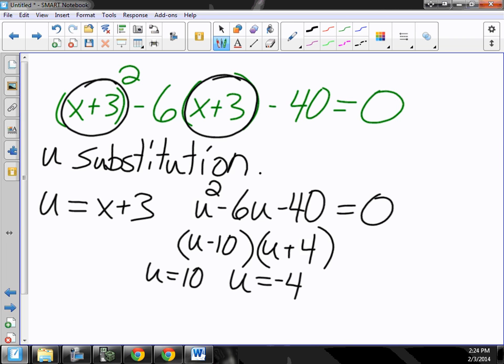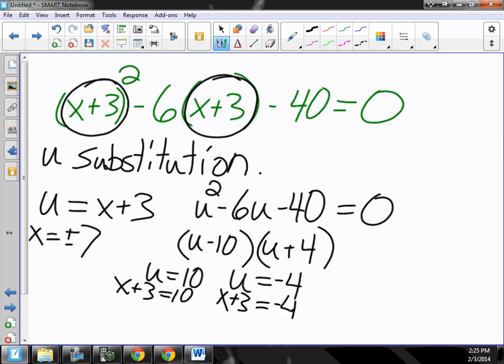Now that I've solved for u, I bring in the x plus 3. X plus 3 equals 10. X plus 3 equals negative 4. And then I solve for x, and I get plus or minus 7, which will save you a ton of work. Okay? Now, you know how to solve this without u substitution. And u substitution makes it easier, but when you get to calculus, a lot of things cannot be done without u substitution. And you actually have to get really clever on how you do it.